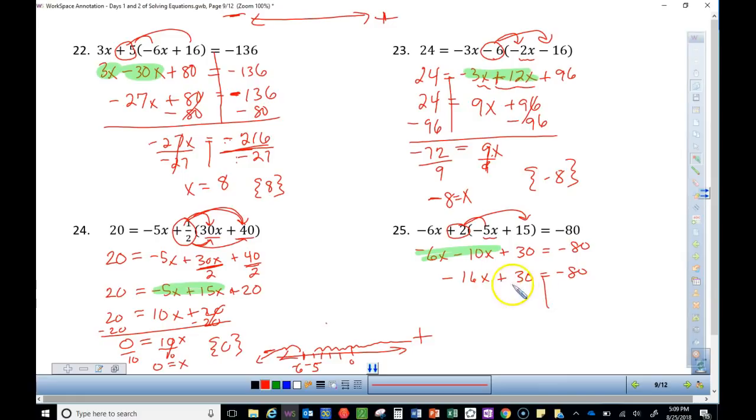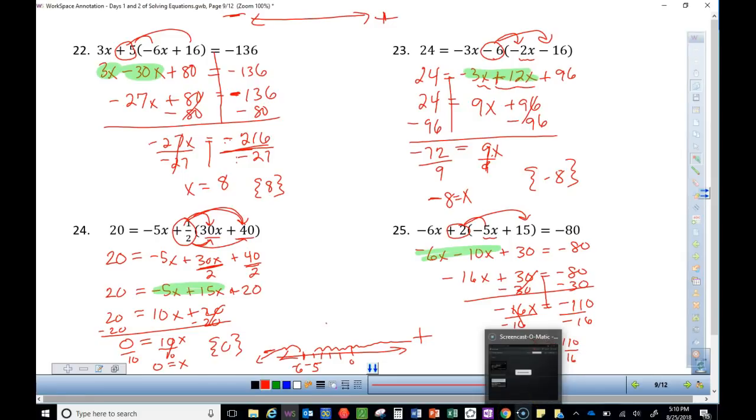We start farthest away from x, so we'll get rid of the 30 by minusing it. Inverse operations. So negative 16x equals negative 80 minus 30 more. It's going to be negative 110. And then we'll divide by negative 16. So we know we're going to get a positive number here, negative divided by a negative. But that one doesn't actually divide. So we'll have 110 over 16. Because if you tried to divide it, you'd get a decimal like 6.8 something. So we'll leave it like this.